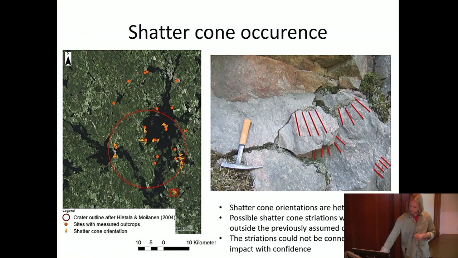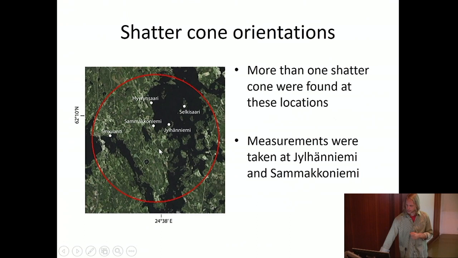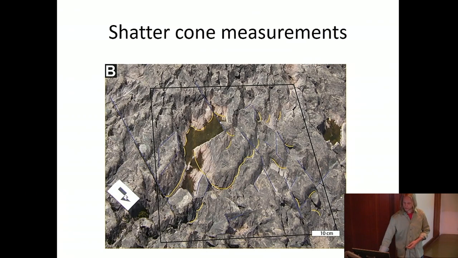About the orientation, shatter cone clusters were seen in these locations. We didn't make extensive measurements on this island for the reason I already mentioned. And over here at Hirinsari and Simulanti, there were several shatter cones, but not really extensive clusters. We had very nice clusters of shatter cones here in the center at Yilheniemi and Samakoniemi, where measurements were taken. So we delimited about 7 areas like this. It's an example, each area being about 1 square meter in size.